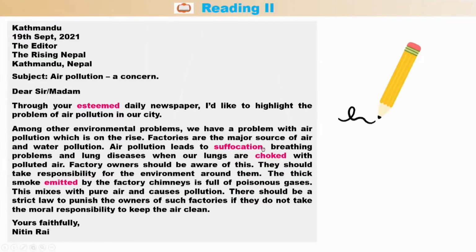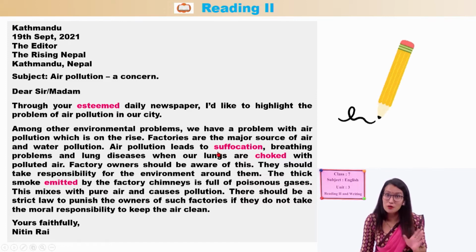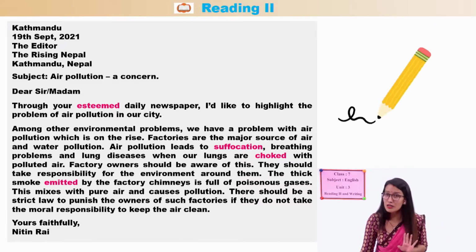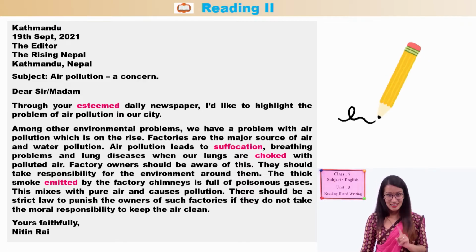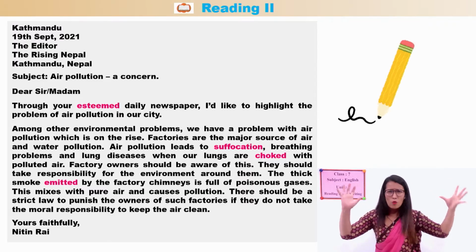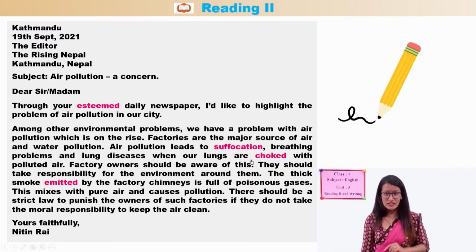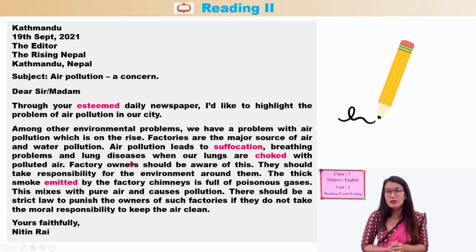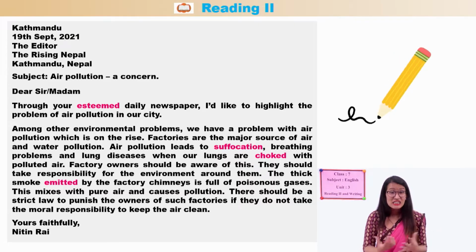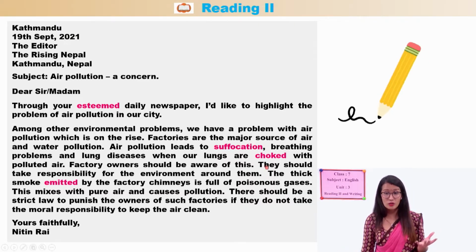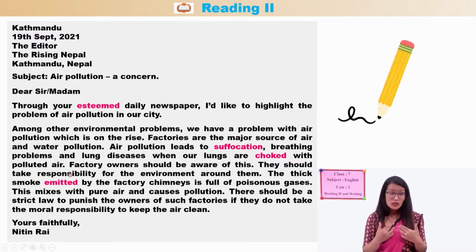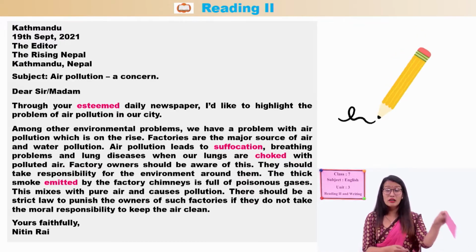Okay, now let's go back to the text. Air pollution leads to suffocation. Now see. Does air pollution lead to suffocation or not? Yes. The people couldn't breathe properly. They were suffocated because a lot of smoke was coming out from the factories. Breathing problems and lung diseases. We cannot breathe properly. We get lung problems, diseases. When our lungs are choked, look, with polluted air, our lungs are choked. What means choked? Can you look at this picture?